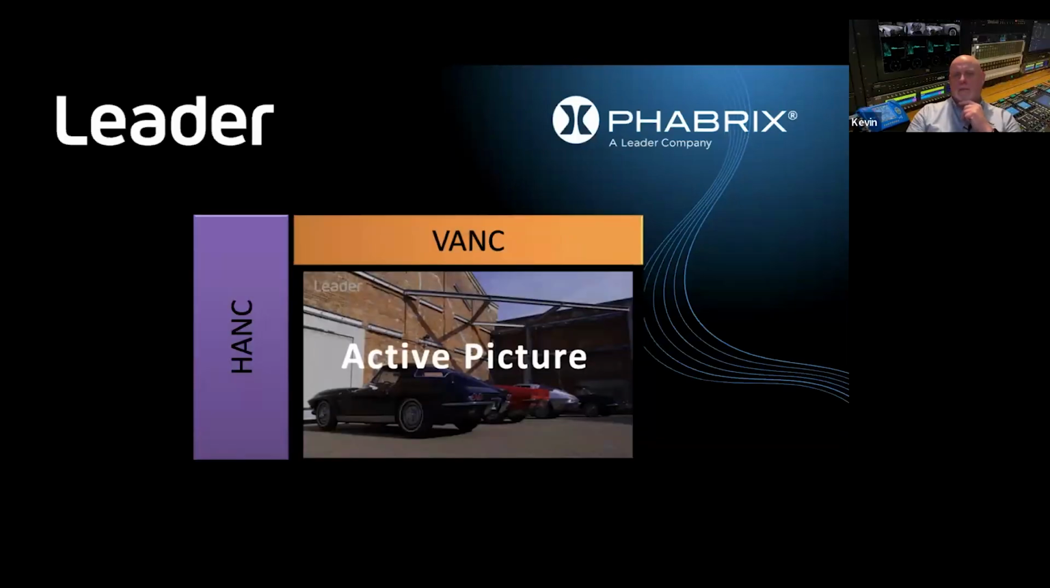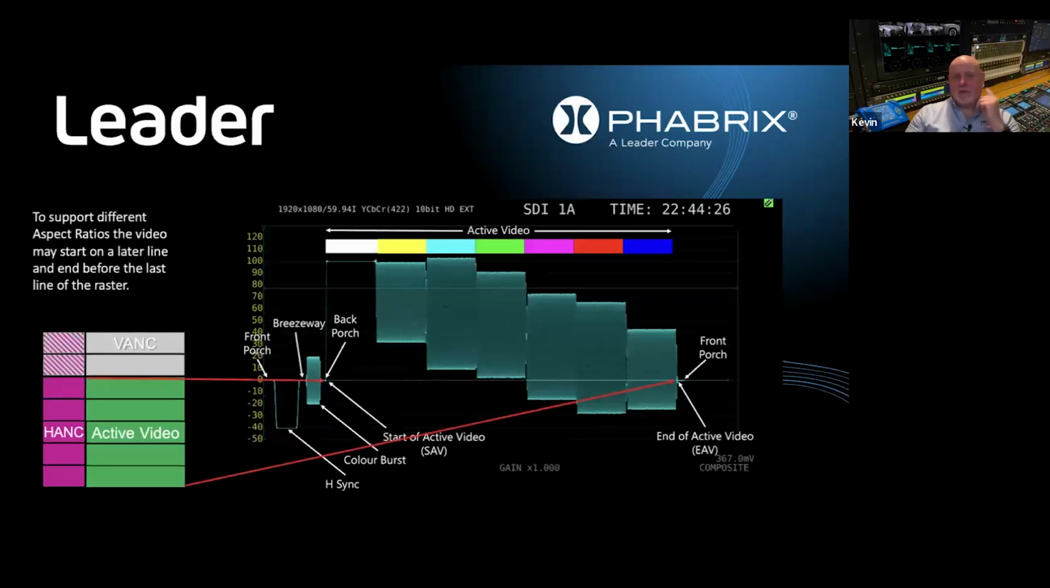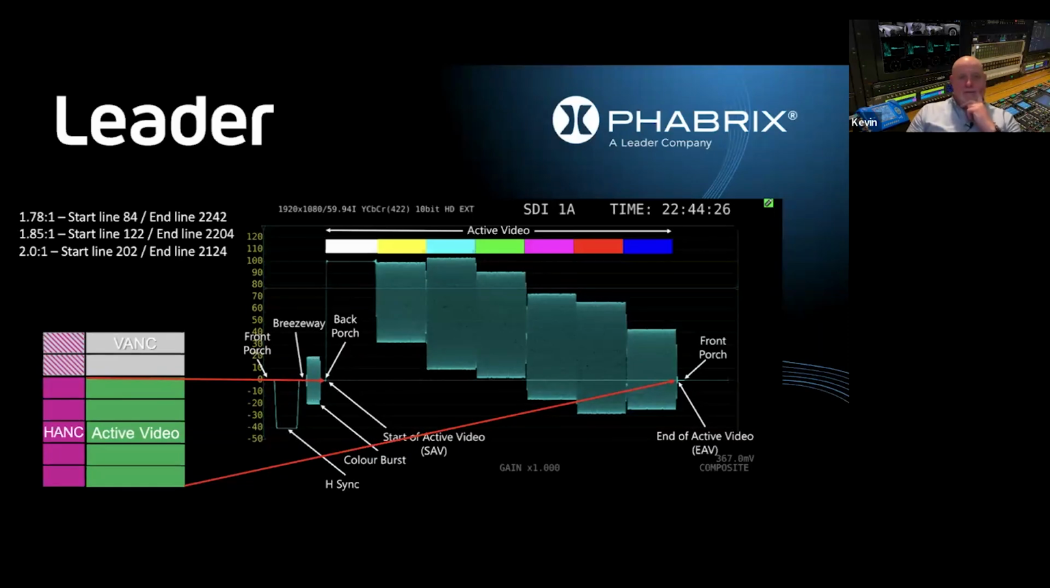Yeah. So as we mentioned, it's going to be the VANC that's affected here. To support these different aspect ratios, the video may start on a later line and it may end before the last line of the raster, as you said. And to give you an example here, this is a small selection where they start and finish.